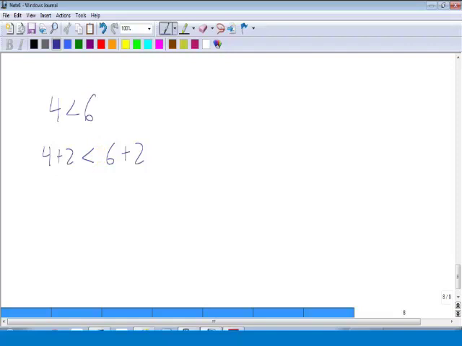6 is heavier. 4 is less than 6. And you add the same amount of weight to both sides. It's still unbalanced, and it's still unbalanced in the same direction. So 6 is less than 8. Yep, sure, absolutely. Still true. 4 is still less than 6.